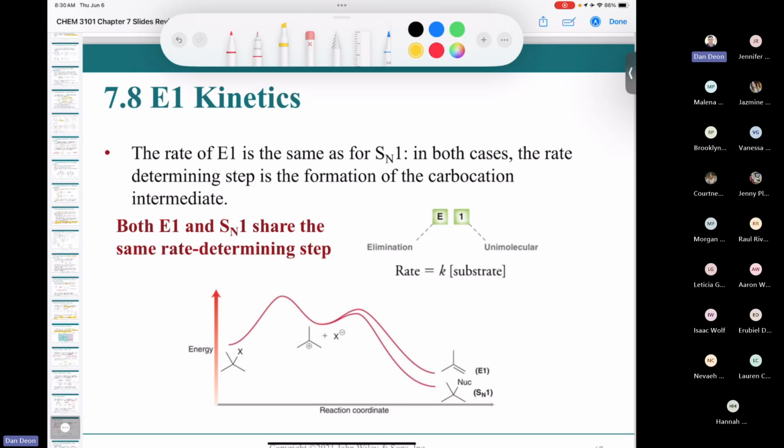So let's highlight this. The rate determining step is the formation of the carbocation intermediate. That applies for both of them, the SN1 and the E1. You can see here that this step, the loss of the leaving group, has the highest activation energy, and therefore it's the rate determining step.